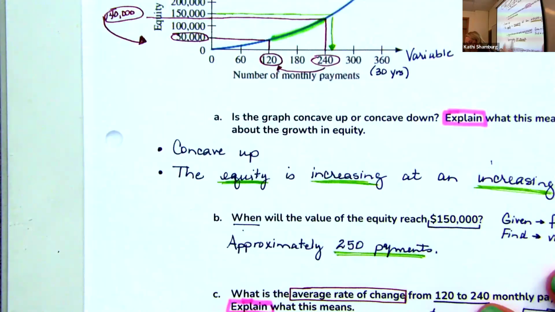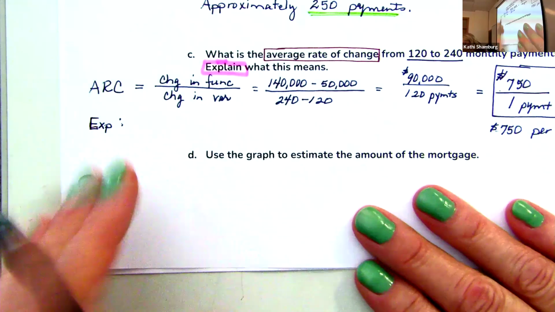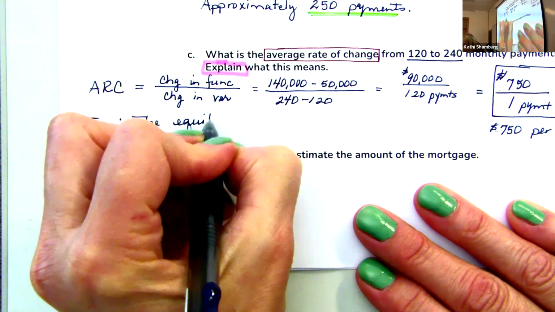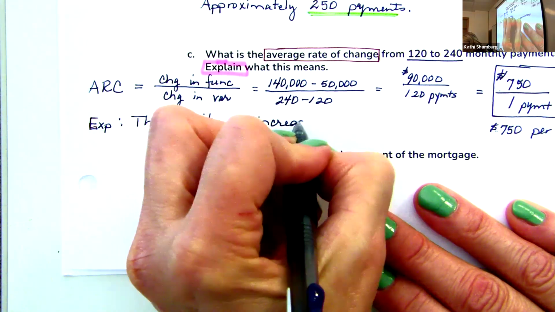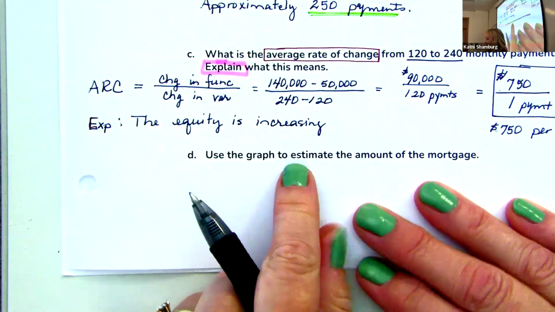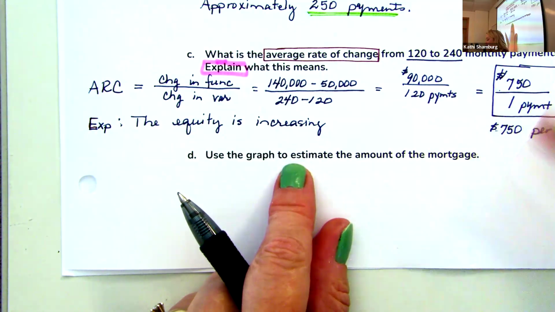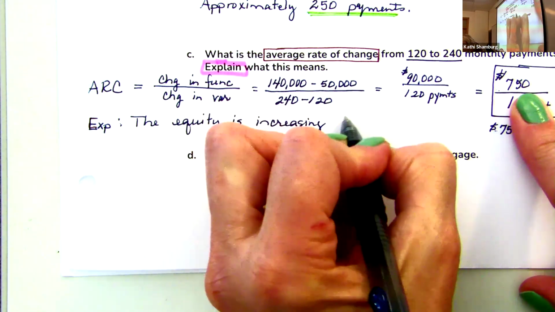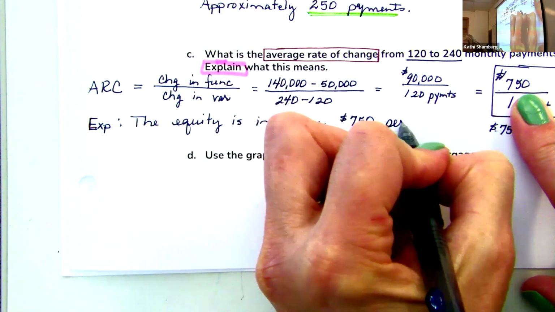So what is the equity from here to here doing? Increasing. So I would say the equity is increasing. And I can look at the graph and see that. And I also know it from here because this is a positive number. If we would have gotten a negative, then we would know it's decreasing. But since this is a positive number, it is increasing. And what is it increasing? $750 per month.